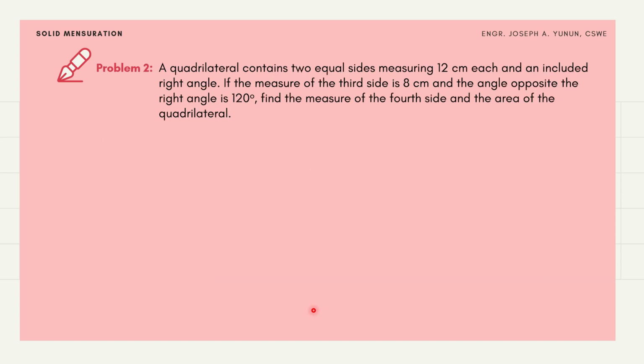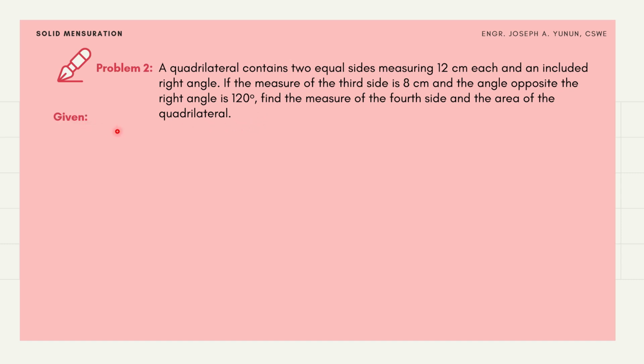Let's try another one. A quadrilateral contains two equal sides measuring 12 centimeters each and an included angle, which is a right angle. If the measure of the third side is 8 centimeters and the angle opposite the right angle is 120 degrees, find the measure of the fourth side and the area of the quadrilateral.